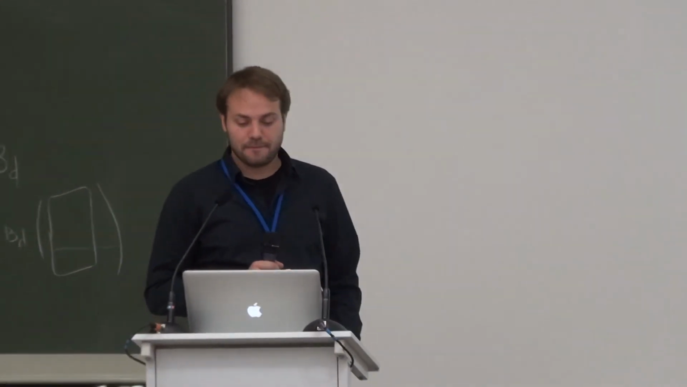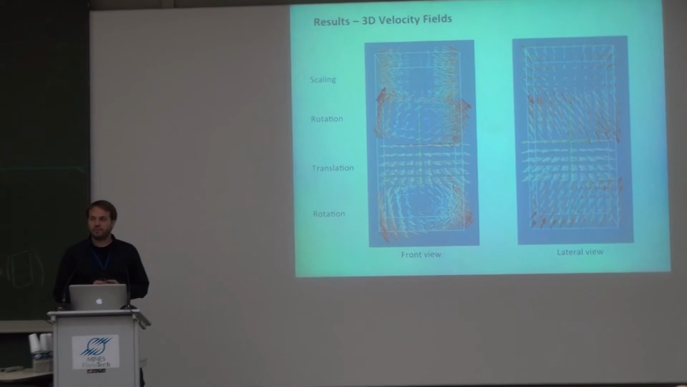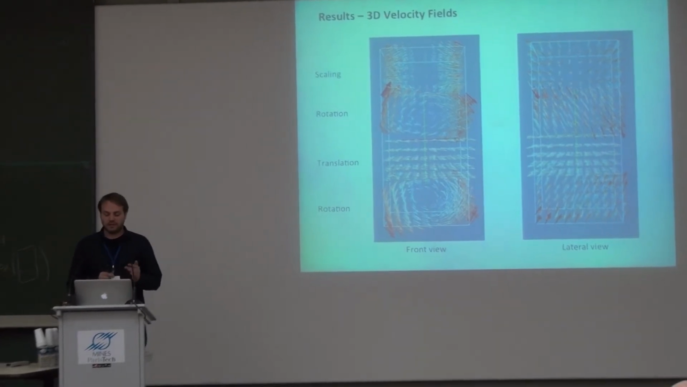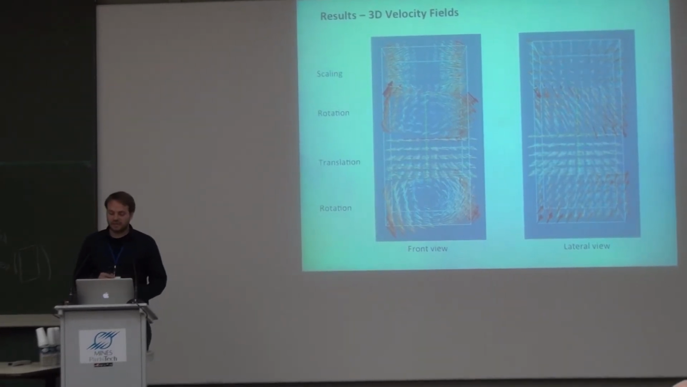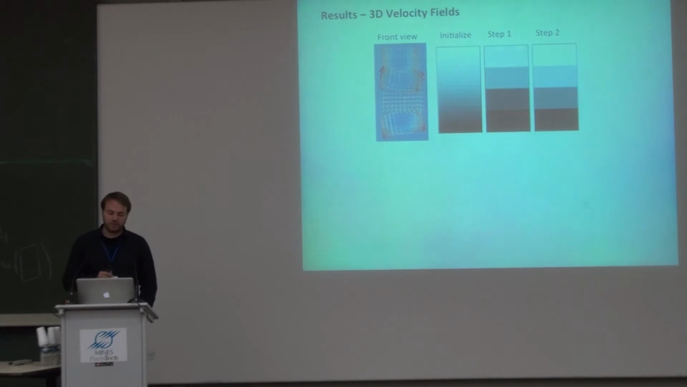Here I'd like to show a bit more complicated version of the same thing in 3 dimensions. So you see I generated a velocity vector field with 4 different parts: the scaling, the rotation, the translation, and the rotation. And you see here the view from different perspectives. And we run the same estimation.